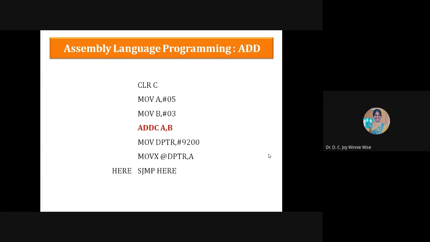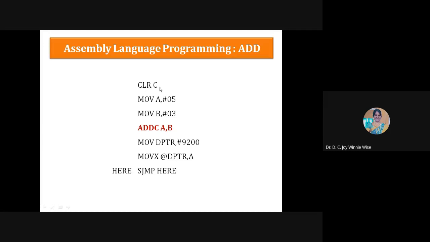So next program is the same program, along with the carry bit also added to this. So the instruction we are going to use is ADDC A, B. So what it performs is A plus B plus carry bit will be added and the result will be available in accumulator. Okay. So as we are adding this carry bit, initially the carry bit must be 0. So I'm clearing the carry bit, CLR C. So the carry bit will be 0.